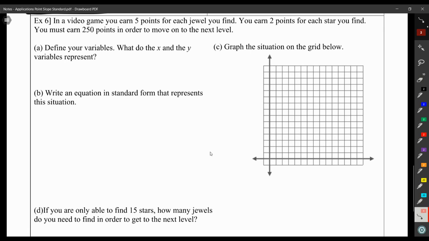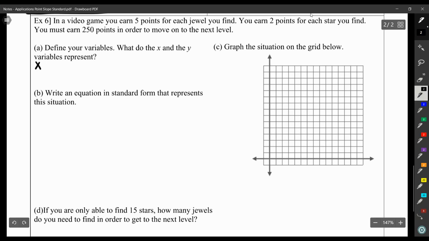So let's together define our variables. In a video game, you earn 5 points for each jewel you find. You earn 2 points for each star you find. You must earn 250 points in order to move on to the next level. So first off, because I see two slope words, each and each, that tells me that this has to be standard form. If you ever have two slope words, two rate words, it has to be standard.